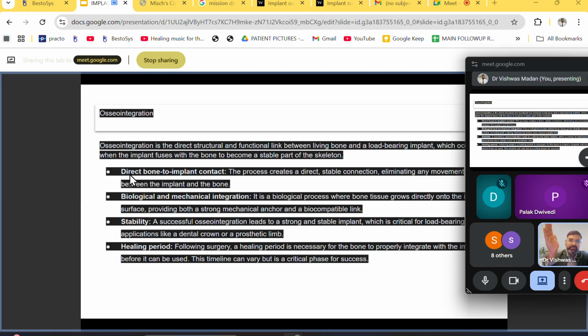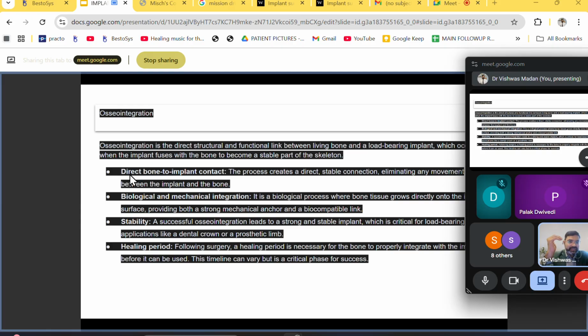Now, when we have biological and mechanical integration, the cells of the bone are going to fix onto the surface of the implant. The implant surface also has to be very biocompatible. It has to be made in such a manner that the cells are attaching onto it and not repelling from it. They are going inside, attaching to its surface, and it gets fixed.